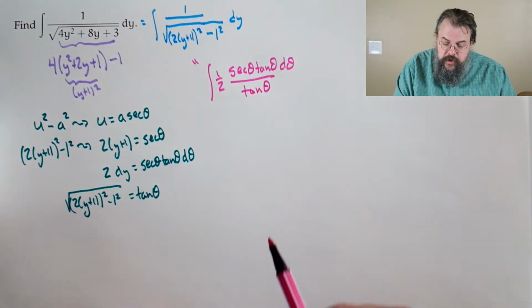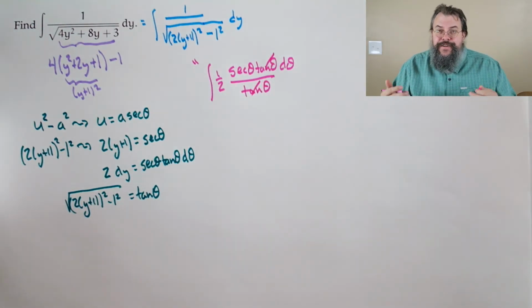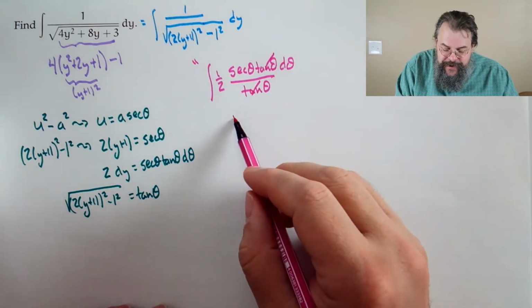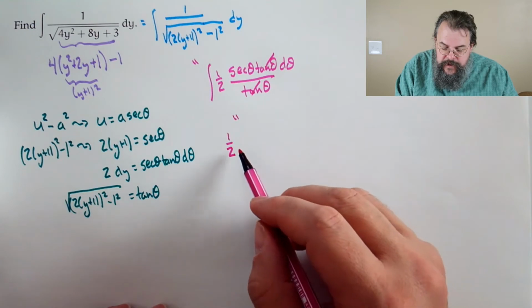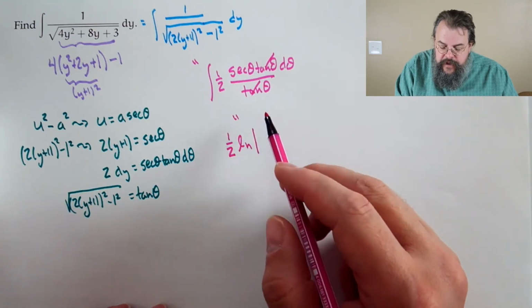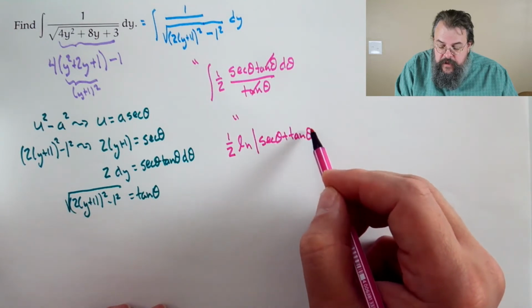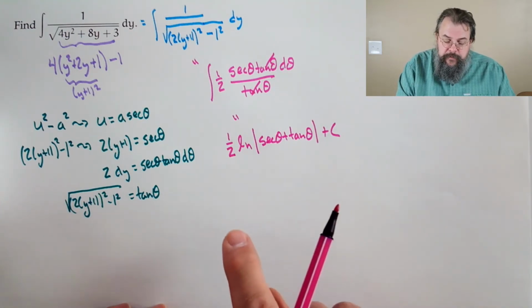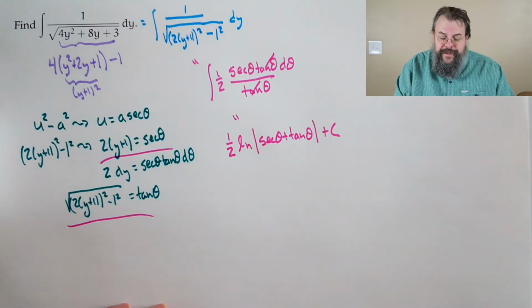Oh, wow, that's great. Tangent thetas cancel. So it's the integral of secant, which we know. So we have, perfect, this is 1/2 of log, and the integral of secant is secant plus tangent plus c. And to finish up, we just have to get everything back in terms of y. But we know how to do it. We actually wrote it down.